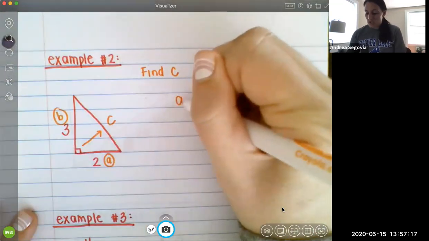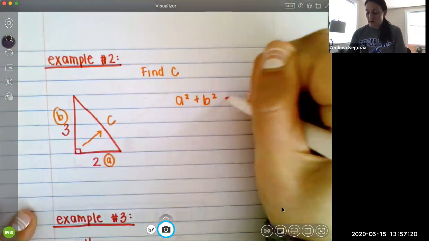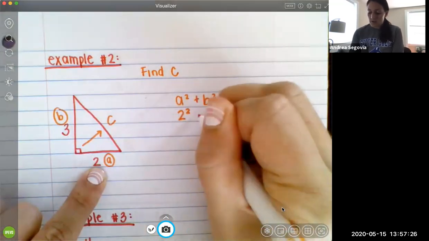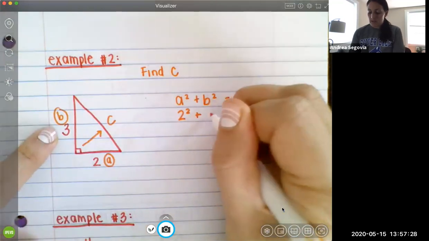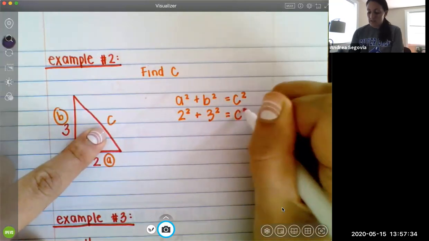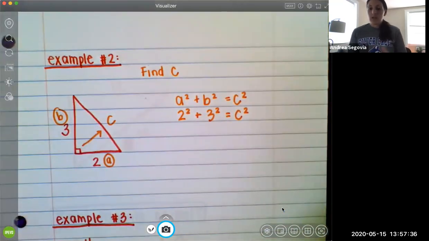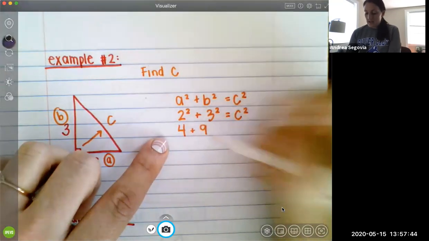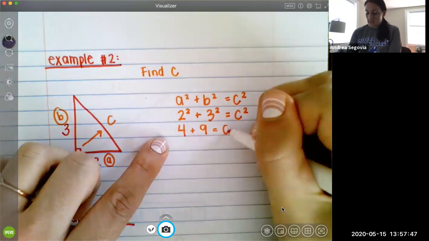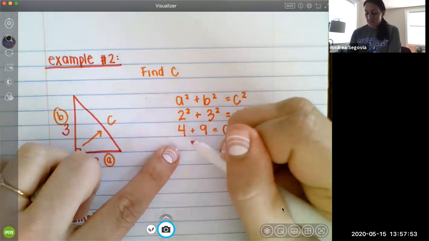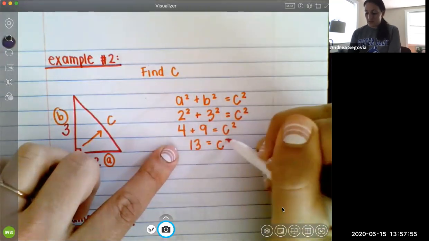So let's plug it into our equation. A squared plus B squared equals C squared. Do I know A? Yes. That becomes 2 squared plus B squared. Do I know B? Yes. This is 3 squared equals, do I know C? No. So that stays C squared. Now I have my formula and I'm ready to simplify and solve for my unknown. 2 squared is 4 plus 3 squared is 9 equals C squared. Okay, 4 plus 9 is 13 equals C squared.